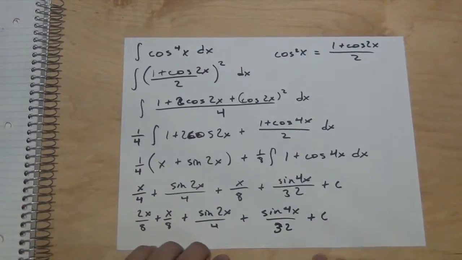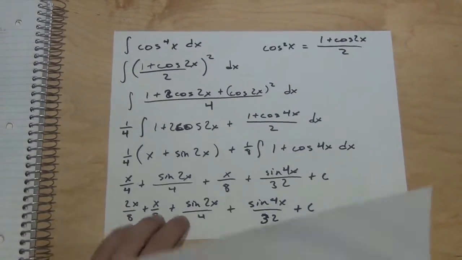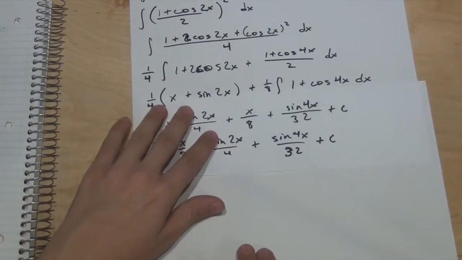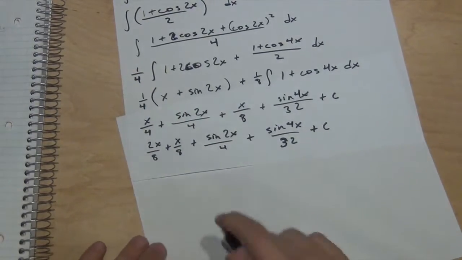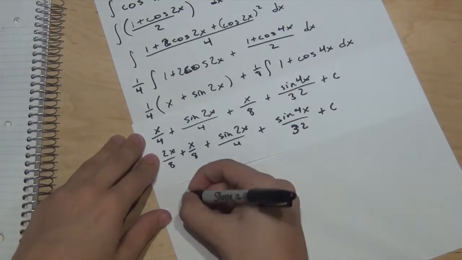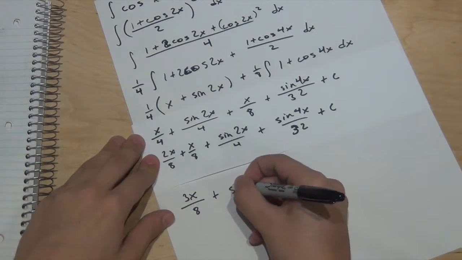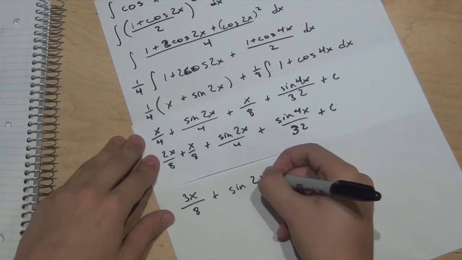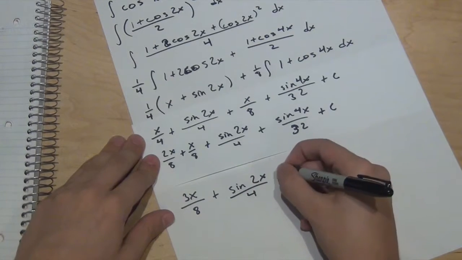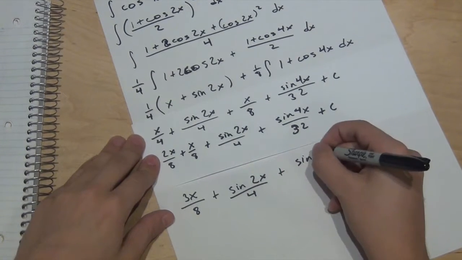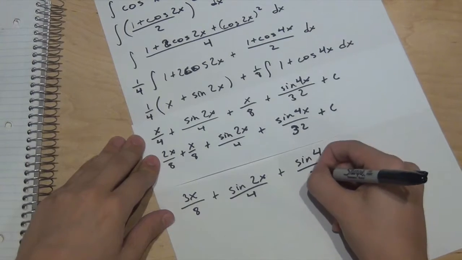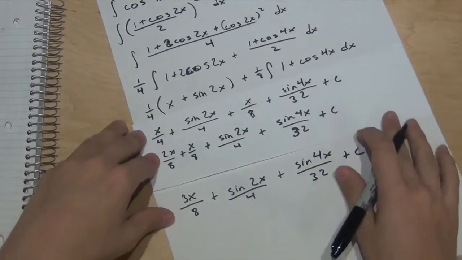I'm going to get another piece of paper, just so that it's easier for you guys to see the progression of the steps. So our final answer is going to be 3x over 8 plus sine of 2x over 4 plus sine 4x over 32 plus C.